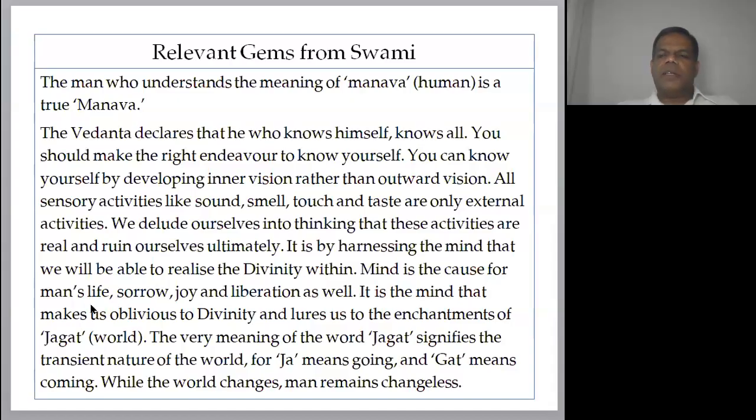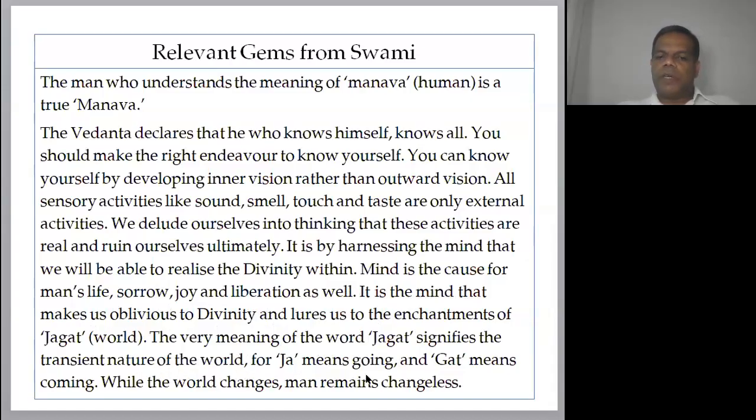Mind is the cause of man's bondage, sorrow, joy, and liberation as well. It's the mind that makes us oblivious to divinity and lures us to the enchantments of Jagat, world. The very meaning of the word Jagat signifies the transient nature of the world.